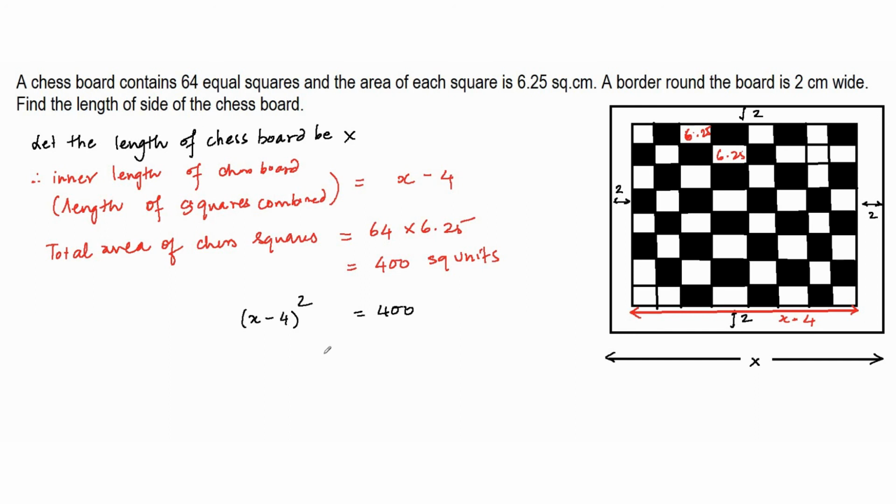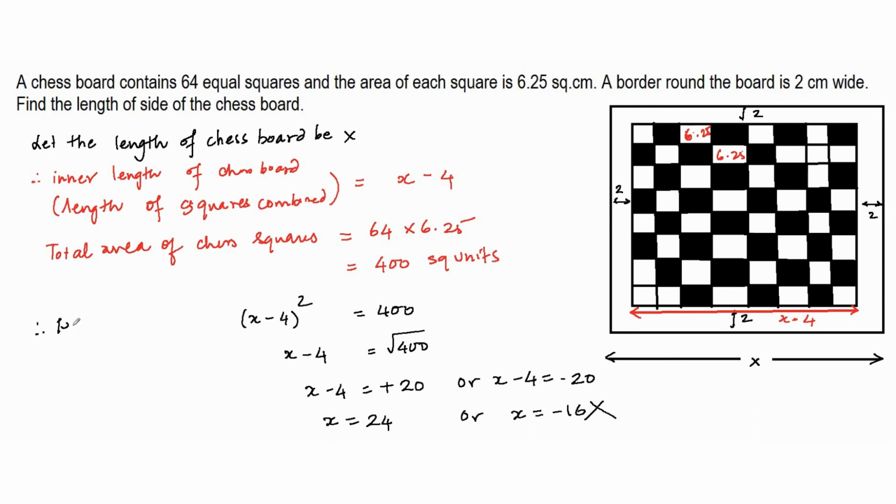And this is now a quadratic equation that we can solve. Now I am not going to open up these brackets, rather I am simply going to take the square root of 400, and x minus 4 is therefore equal to positive 20, or x minus 4 is equal to negative 20, which means x is either 24 or x is equal to negative 16. Now x cannot be negative because it is the dimension of the chessboard, and therefore the length of each side of the chessboard is going to be 24 centimeters, right? This is the length of each side.